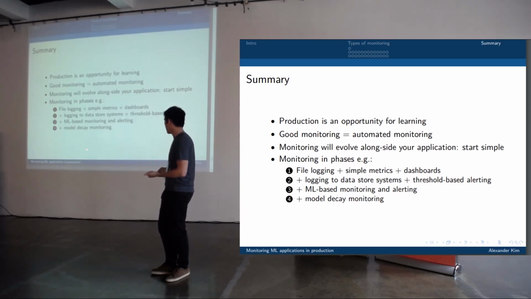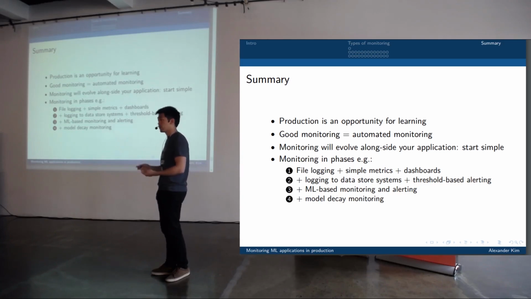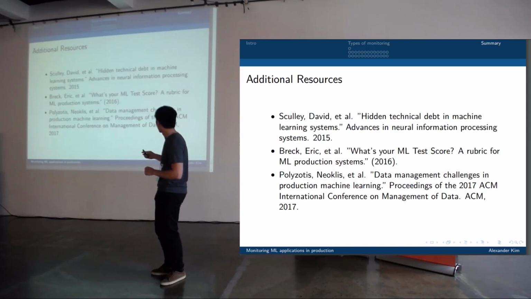And then eventually, depending on how critical it is to your business, you can start detecting when your model has decayed enough that it's worth retraining. And that would be the last part of your application monitoring system.